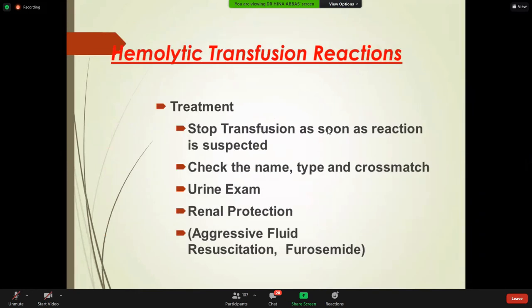Hemolytic transfusion reaction. Treatment is to stop the transfusion as soon as the reaction is suspected. Check the name. Ab mere patient ko kya karna hai? Sabse pehle kya karna hai? First step yaad rakhiyega: stop transfusion. Name baad mein check hoga. Type, cross match, urine exam, renal protection, fluid restriction, IV line maintenance, these are at the last. First of all, stop transfusion. The first step is to stop transfusion.